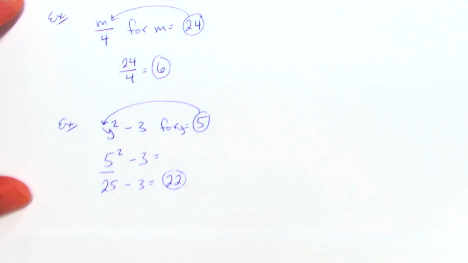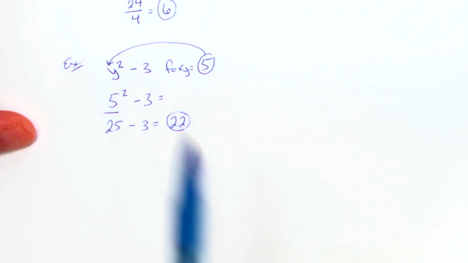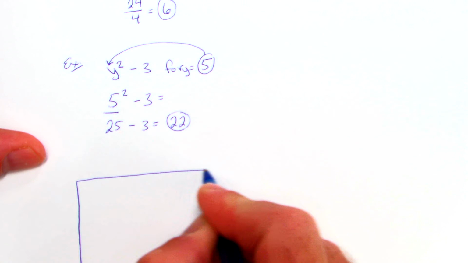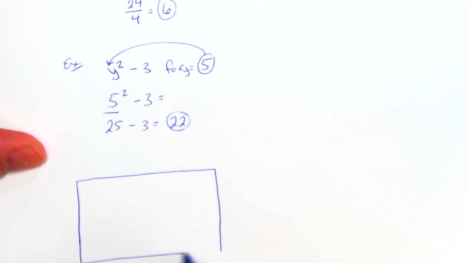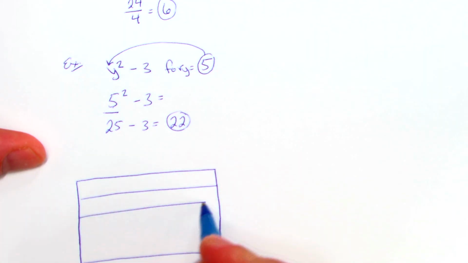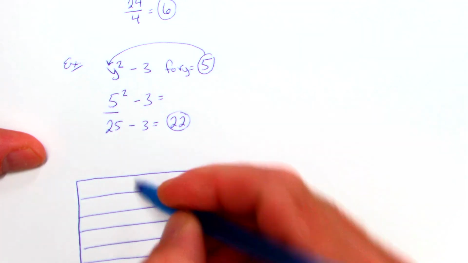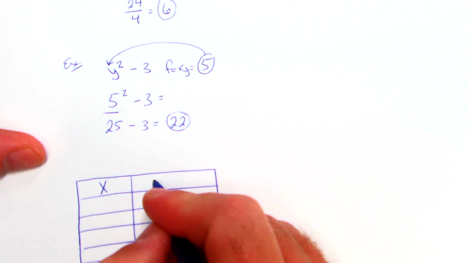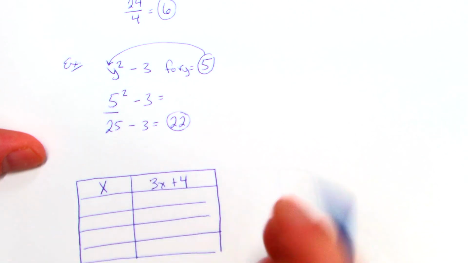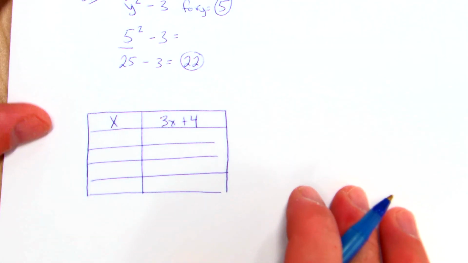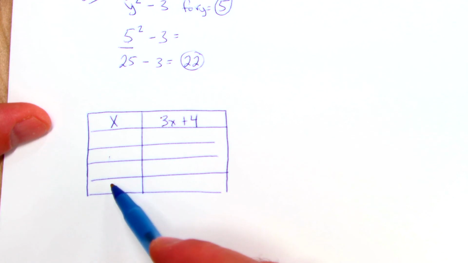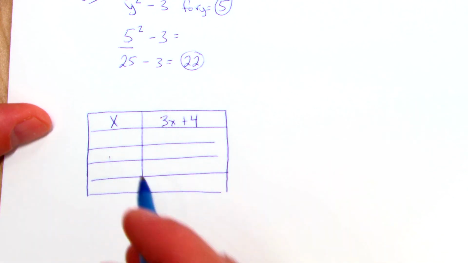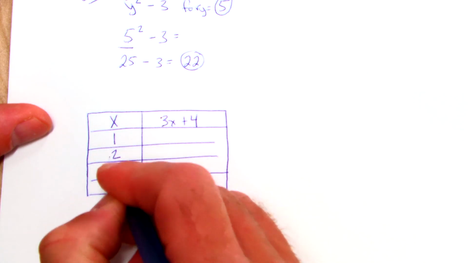Now, other ways you might see this is in a chart. So let's set up a chart, and this really shows where your variable can change and your constants don't. All right, so let's do a variable of x, and let's do an expression of 3x plus 4. Now right now, I don't have any variables listed to substitute in, but I do have some constants. My 3 and my 4 are constant. Let's put some variables in here. Let's say 1, 2, 3, and 4.